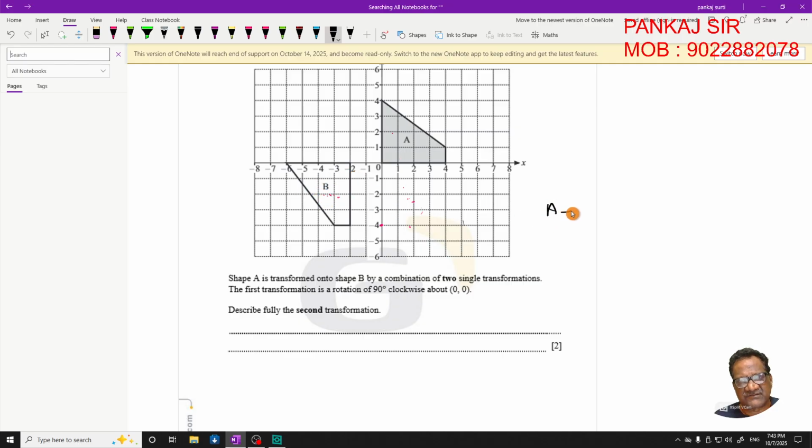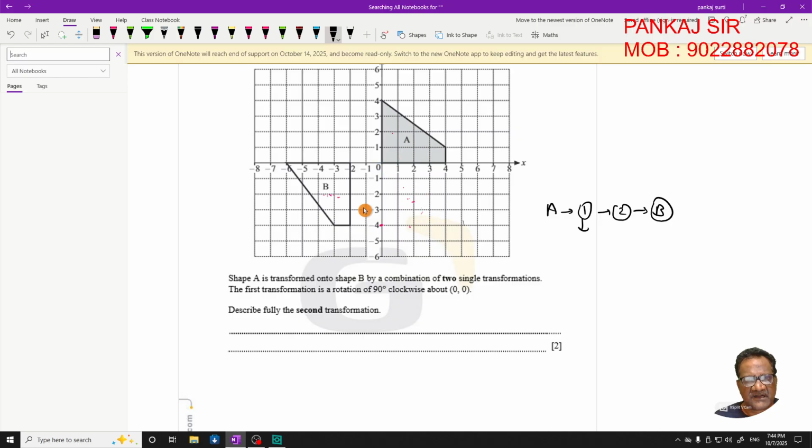So A has been transformed not once but twice to give you B. That is the meaning of a combination of two single transformations. There are two transformations taking place on A successively to give you B. Now the first transformation, he says, is a rotation of 90 degrees clockwise about 0, 0. So the first transformation that takes place on A is a rotation of 90 degrees clockwise, and the center of rotation is 0, 0. So this is the center of rotation.